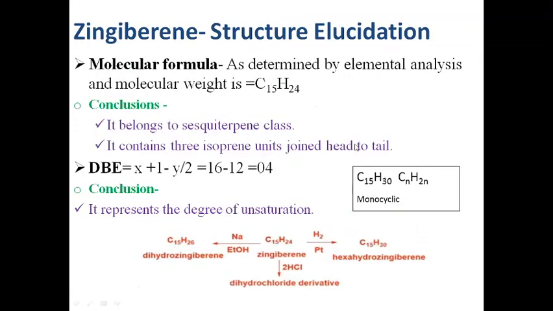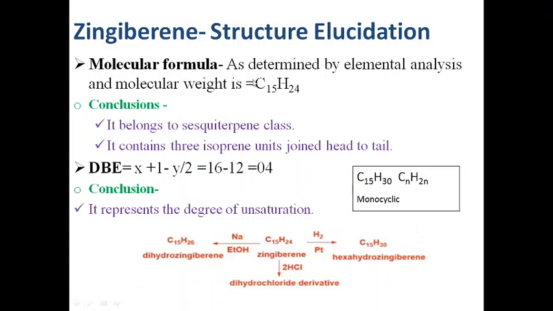Next we come to the structure elucidation of gingiberine. First of all, gingiberine is isolated from the ginger and it is subjected to chemical analysis. Chemical analysis is done on the basis of carbon and hydrogen atoms, and its empirical formula is derived, and from the empirical formula and molecular weight determination, the molecular formula comes out to be C15H24.